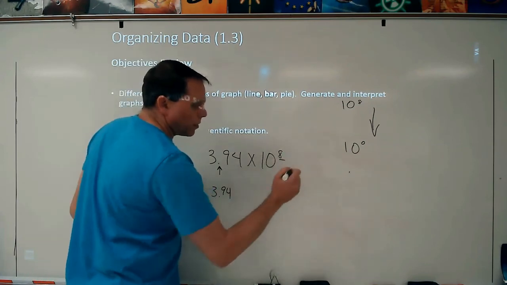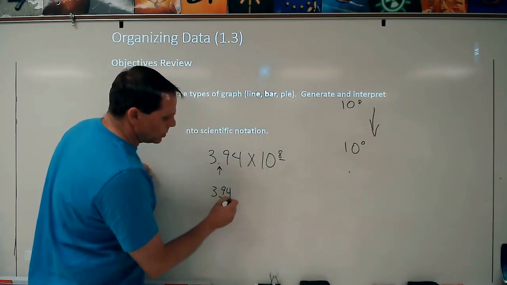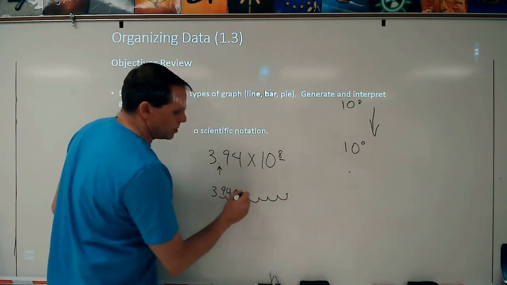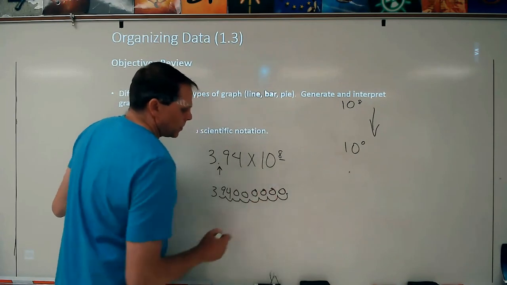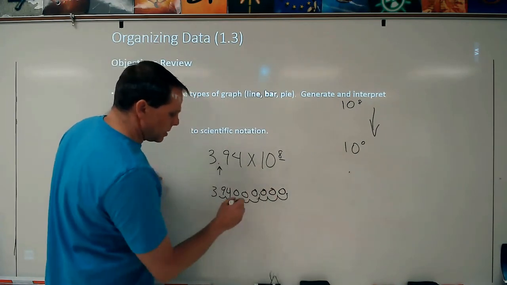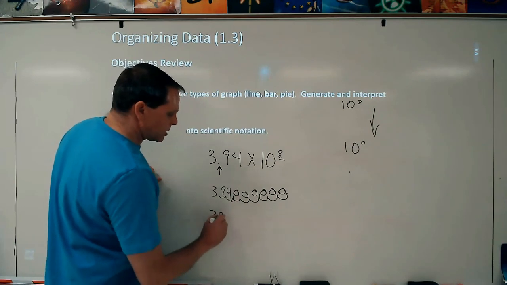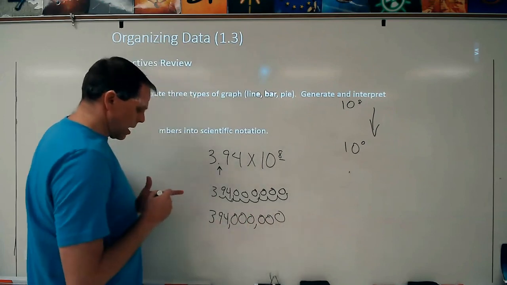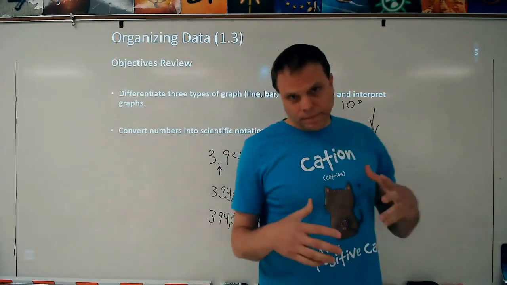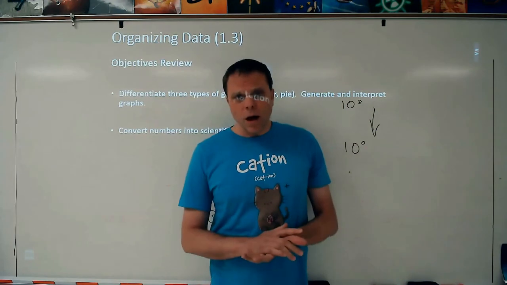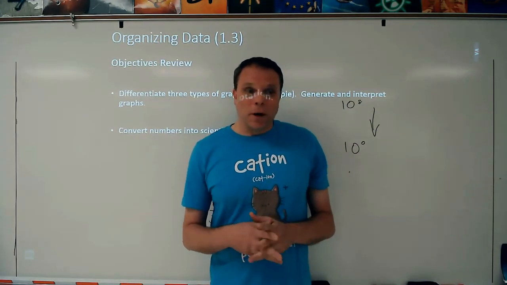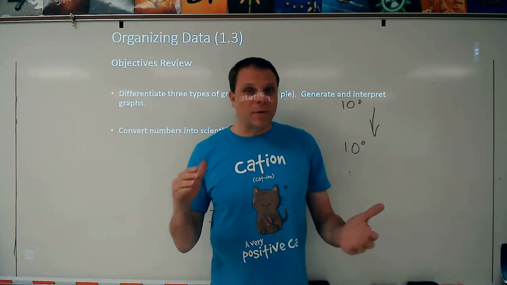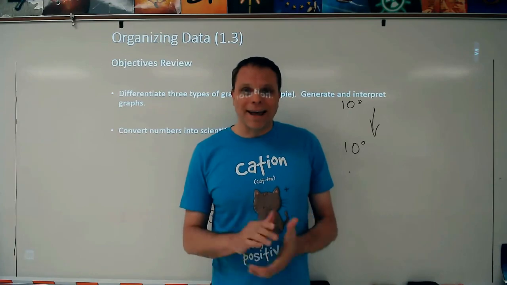So 3.94. How many spots do I have to move it over? 8 spots. 1, 2, 3, 4, 5, 6, 7, 8. Let me put my zeros in those little spaces. And now I can put my little commas in there to see how big this number is. Oh, that's 394 million. And so you can convert from scientific notation to regular numbers as well. Hopefully you've learned a little bit today, and we'll get a chance to practice that. Remember, this stuff can be on your test, so study hard and have a great day.